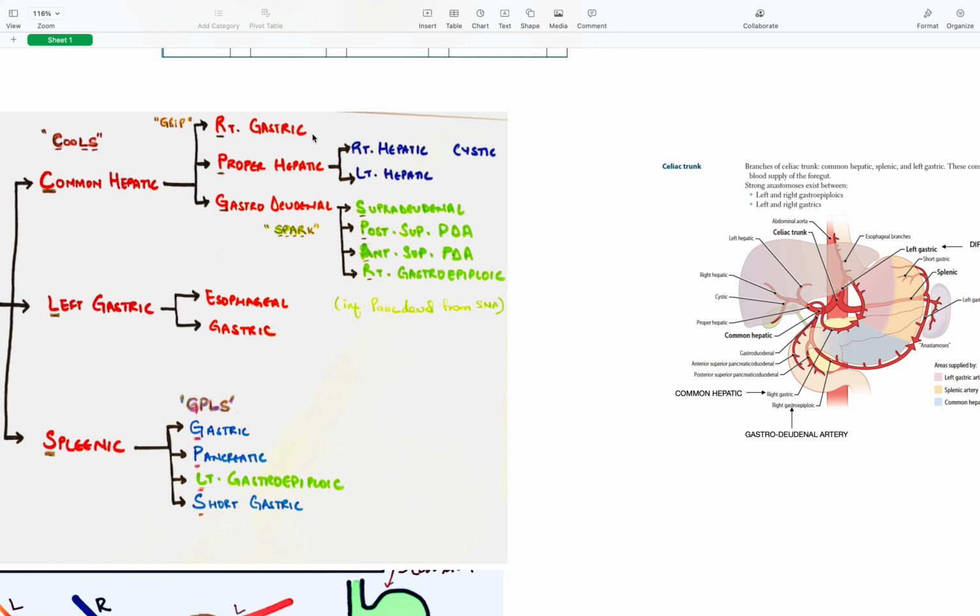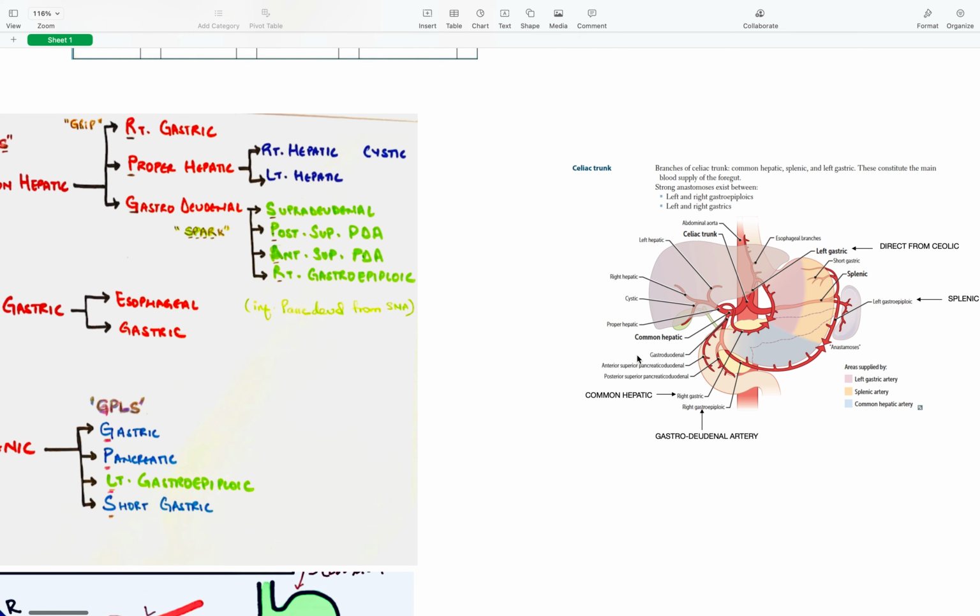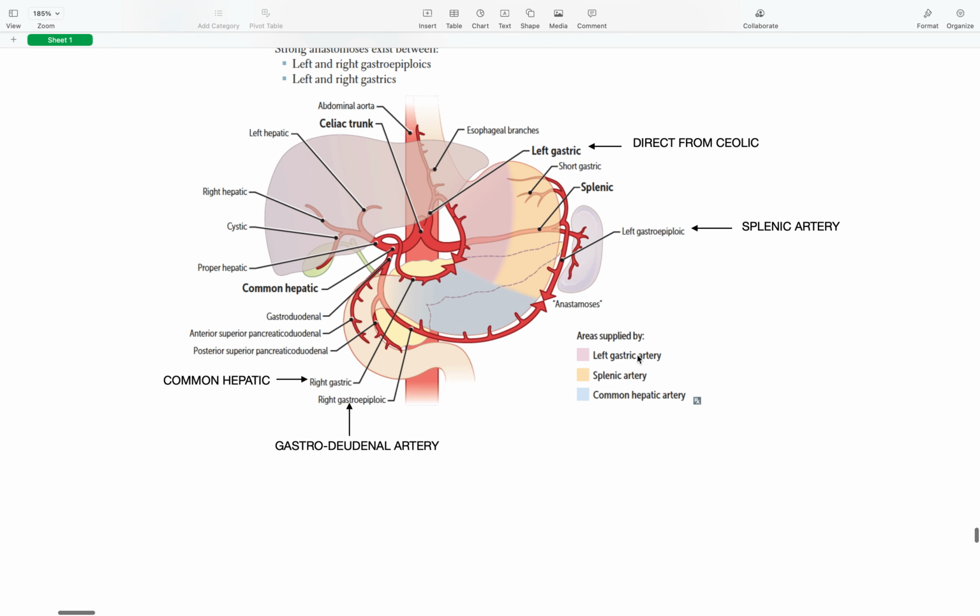So this right gastric supplies the lower part of the lesser curvature, and the left gastric supplies the upper part of the lesser curvature, while the fundus is supplied by the short gastric artery, a branch of the splenic. Then the upper part of the greater curvature is supplied by the left gastroepiploic, which is a branch of splenic, and the lower part of the greater curvature is supplied by the right gastroepiploic, which is a branch of the gastroduodenal artery. Alright, now two clinical correlations related to the gastroduodenal artery.